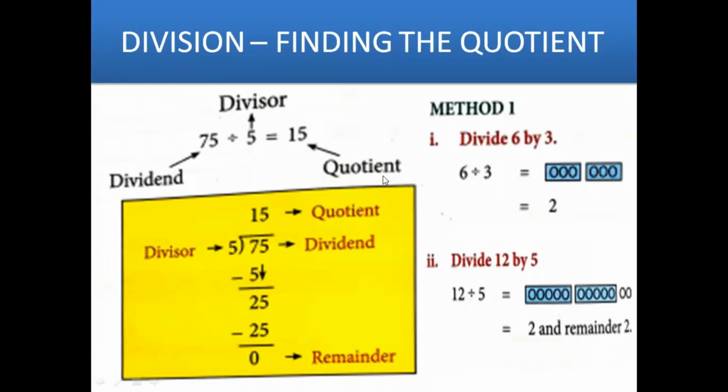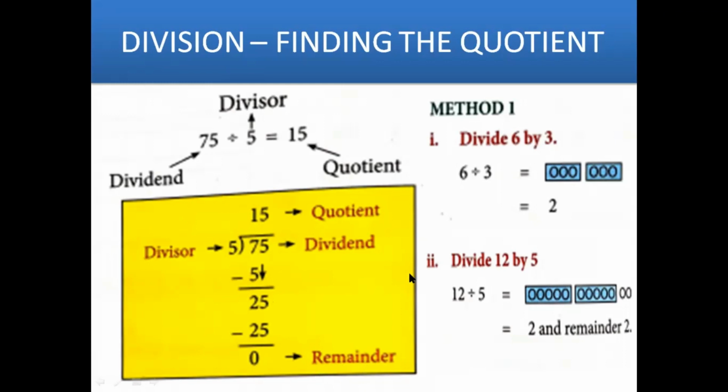Now see here: 5 is the divisor, 75 is the dividend. 5 1 ja 5. 7 minus 5, how much? 2. Write 5 down. 5 5 ja 25. 25 minus 25, how much? 0. 0 is the remainder. Quotient is 15, remainder is 0.